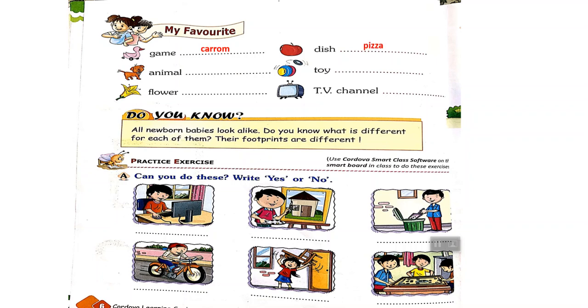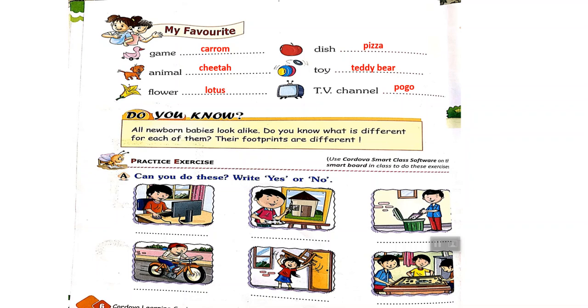My favorite dish, pizza. My favorite animal, cheetah. My favorite toy, teddy bear. My favorite flower, lotus. And my favorite TV channel, Pogo. And this is not it. You must be having many more favorites like favorite color, favorite fruit, favorite season, favorite book, favorite bird, favorite subject, and so on. The list is never ending.